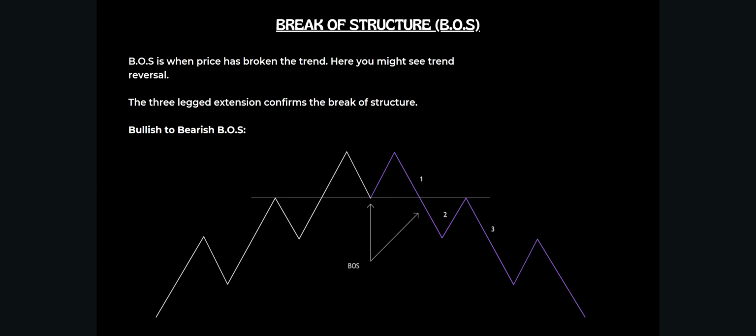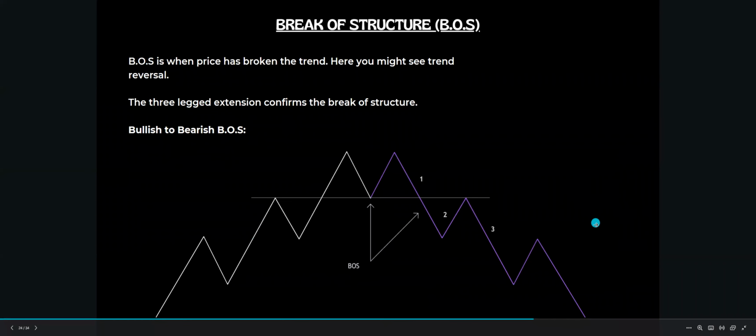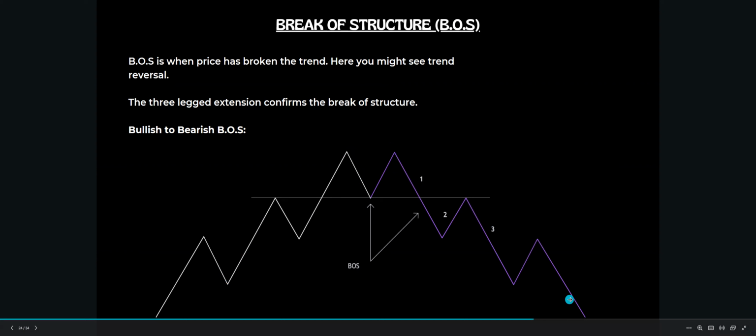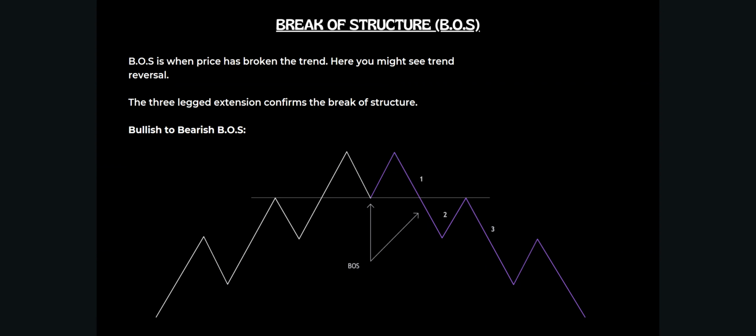So we recognize that the structure has been broken and the trend is about to switch by looking at a concept that we call 3-leg extension, which confirms a break of structure. So in this example that I have illustrated here, we see a bullish trend, right? Towards the left side, the white line. We see a bullish trend, and then we eventually see a bearish trend happen. And why is this? How do we recognize that the trend is now confirmed switched?